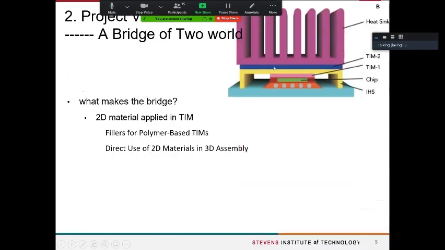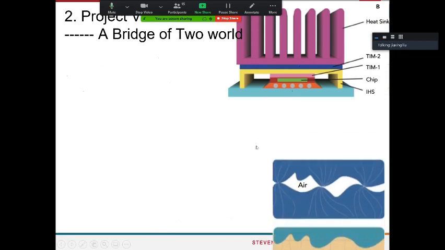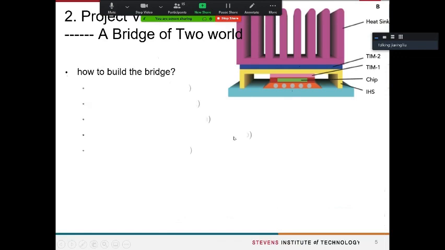Here you can see a basic structure of electronic devices. In different parts, for example between the chip and the heat spreader, and between the heat spreader and the heat sink, there are TIMs. Just like I mentioned before, the TIM can cut the temperature difference. And how do we build such a bridge? There are several steps.